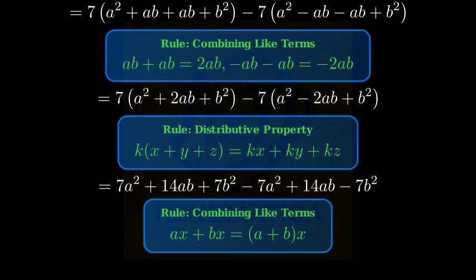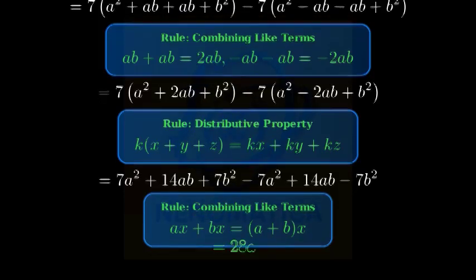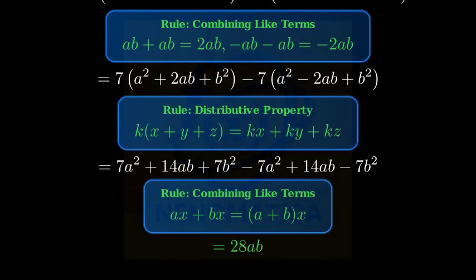The 7a squared terms cancel out, 7a squared minus 7a squared equals 0. The 7b squared terms also cancel out. 7b squared minus 7b squared equals 0. We're left with 14ab plus 14ab, which equals 28ab. Therefore, our final answer is 28ab.